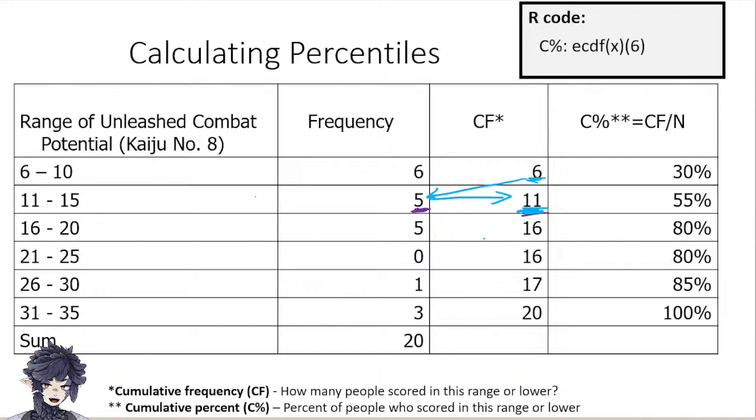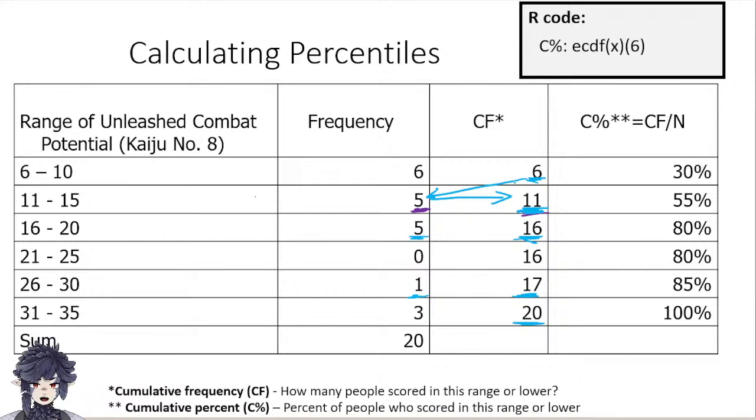Go to the 16 to 20, 5 people scored in this range. 11 people scored lower than this range. 11 plus 5 gives us 16 people scored in this range or lower. 0 people scored in this range, so it's still 16 in this range or lower. 1 person scored in this range, so add that. 17 people were between 26 and 30 or lower. Then 3 were in this range, add that. 20 people scored between 31 through 35 or below.